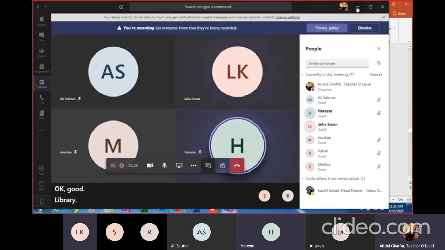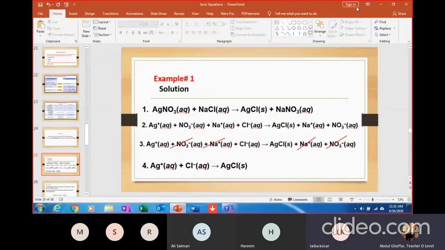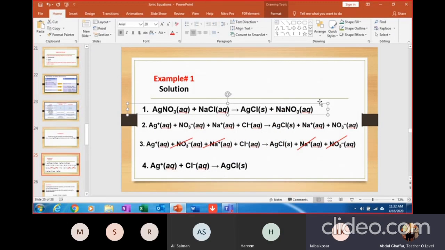Laiba: Sir, just show that slide again for a while. Yes, this slide. Okay, Laiba, what was rule number one? Balance the complete equation, writing their states as well. Very good. This is the complete balanced equation along with the state symbols, right?